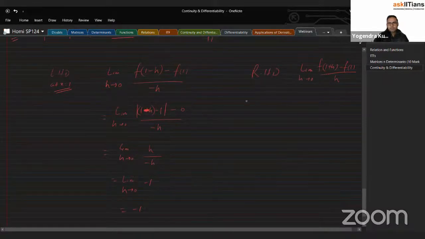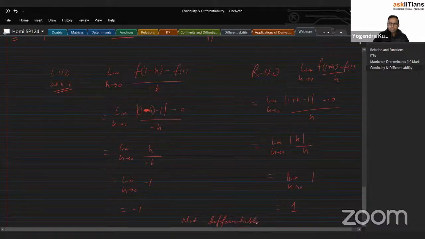Now RHD. When I do it for RHD, what will it be? Limit h tends to 0, mod of (1 plus h minus 1) minus 0, divided by h. So limit h tends to 0, I get h minus 0 divided by h. So it is 1, because h divided by h is 1. Are you understanding this, everyone, or not? Tell me. Limit h tends to 0 of 1, and this is 1. So both are not equal, so not differentiable. It is continuous, by the way. It is continuous at 1, but it is not differentiable.